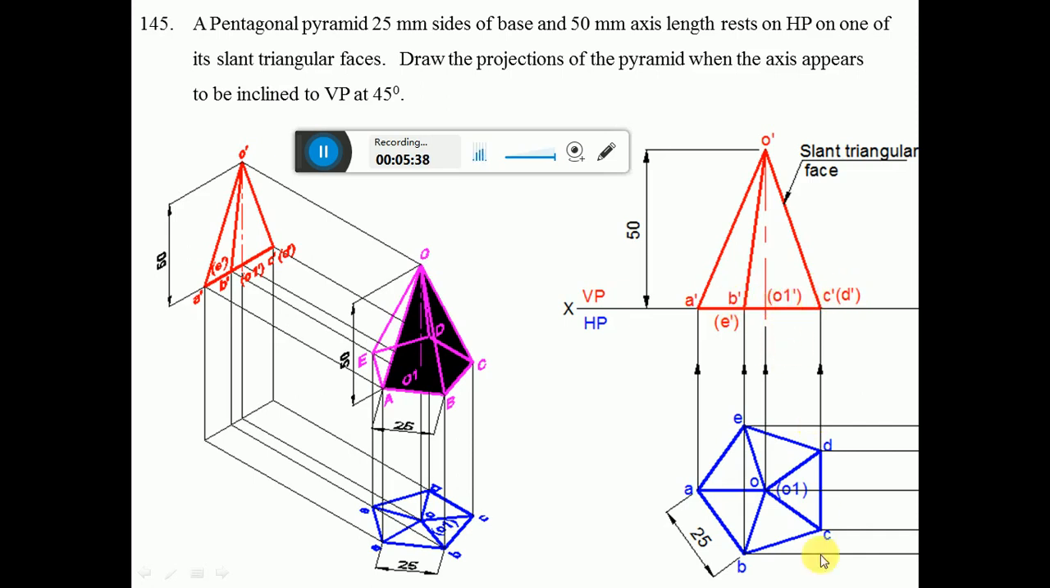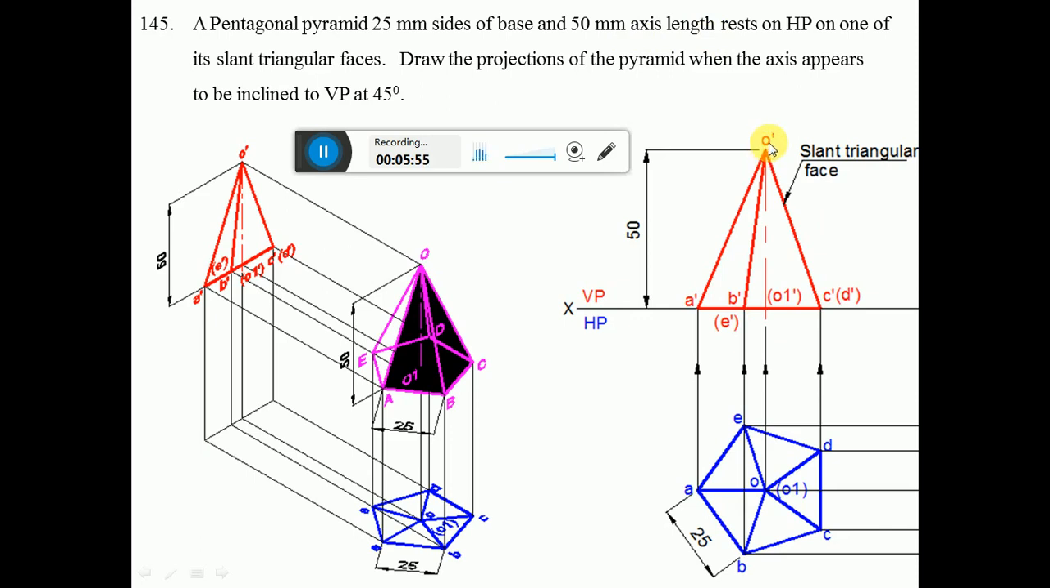And O1 dash is hidden by the edge BC. So O1 dash is invisible. So from O1 dash you draw a vertical line and then take the 50 mm axis length, measure 50 mm and then mark a point here. So that point will be the apex point of the pyramid, which is going to be O dash.